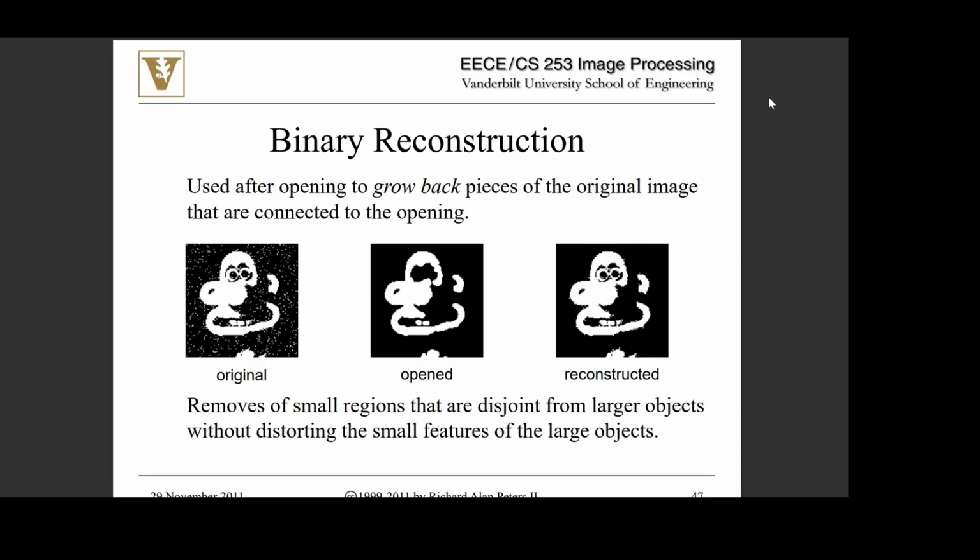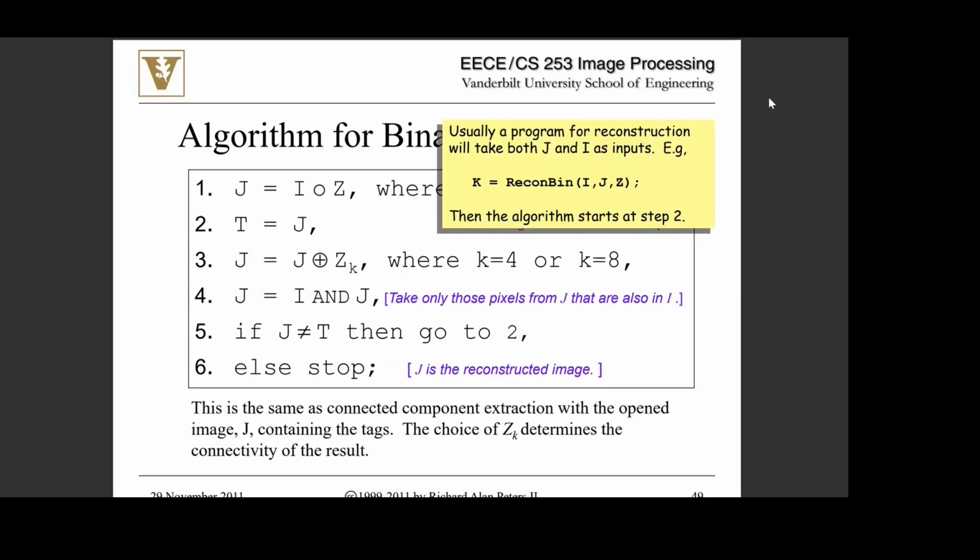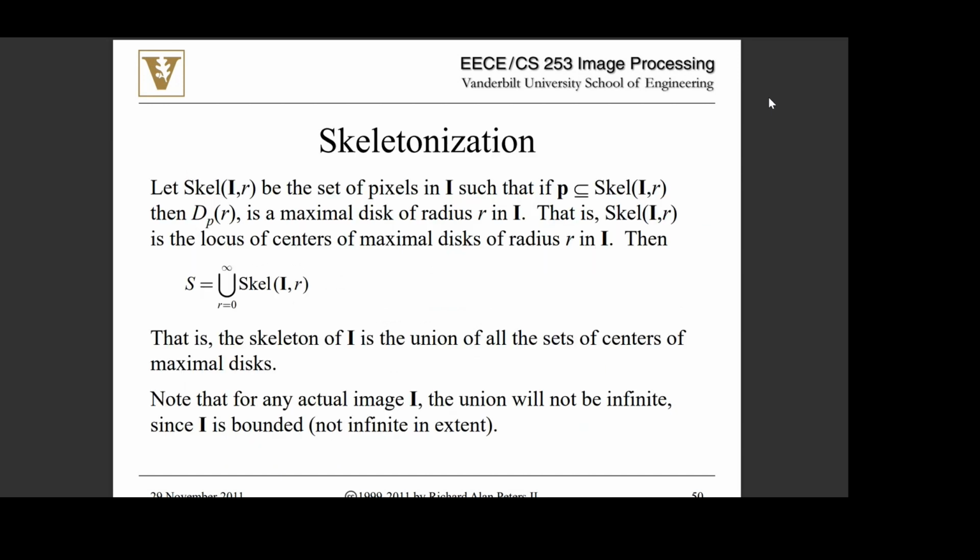So if we start with the opening, and now we compute the AND between this one and this one, we compute the dilation, and you keep doing that, opening, dilation, until it doesn't change anymore. And you see, you have recovered many useful parts of the original image. So, very useful thing. Another useful thing is this skeletonization.